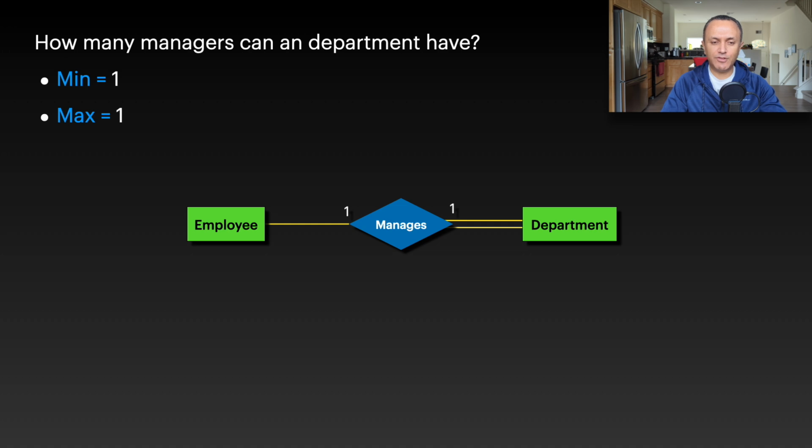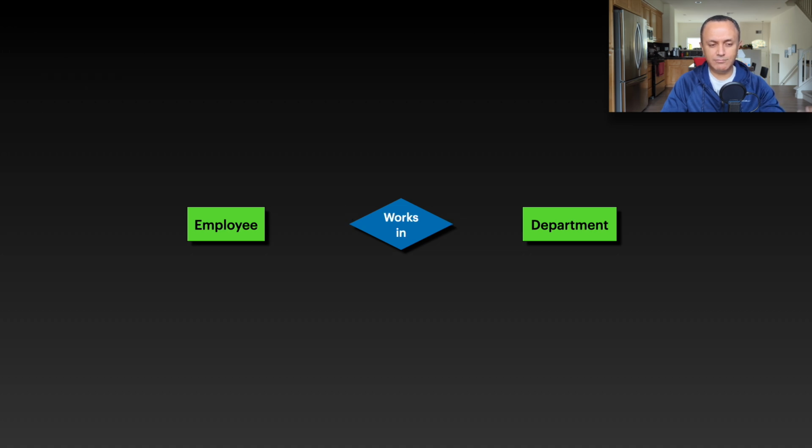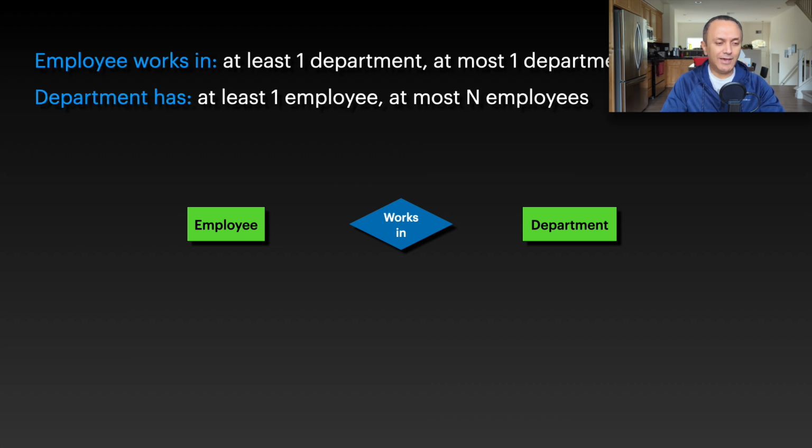Another example to illustrate the same method of thinking again. Employee works in department, not manages, works in. Now we have the same question from the employee direction. How many departments does the employee work in? Employee works in at least 1 department and at most 1 department. So employee only works in a single department. So this means that it's total participation because it's at least 1, and the cardinality over there is 1.